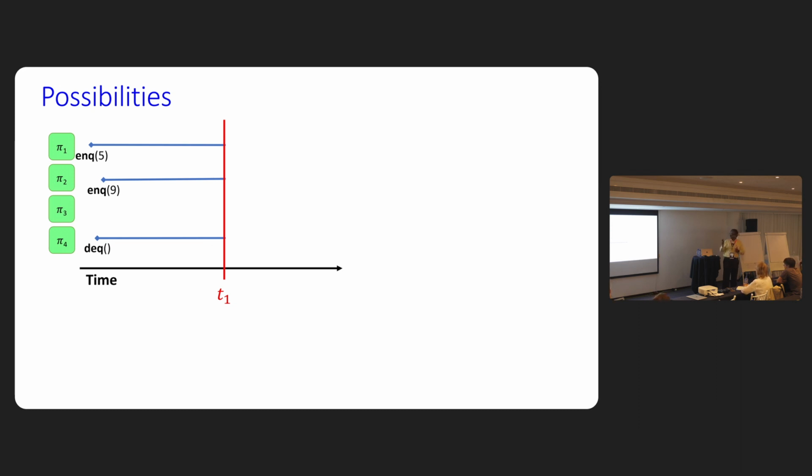Agreed? So, a possibility is going to encode the following information. A possibility is going to state what state is possible for the queue, as well as what is the possible status of each one of the processes, which is 4 in this case. That's what a possibility is going to summarize for you. So, let us consider one possibility at time t1.